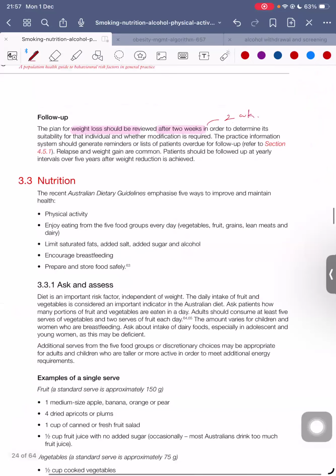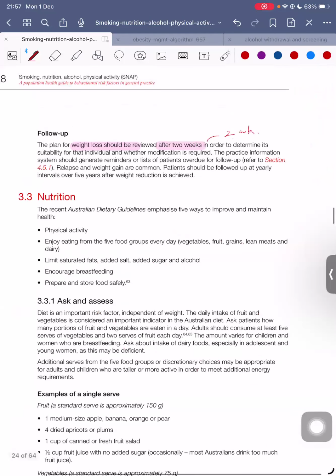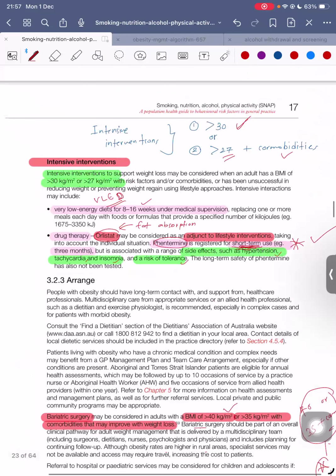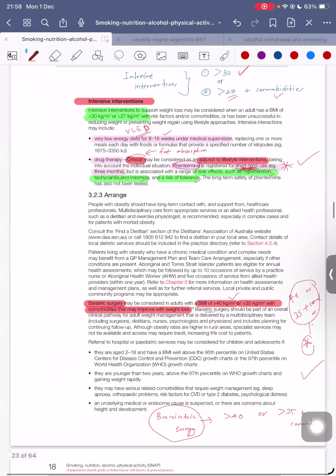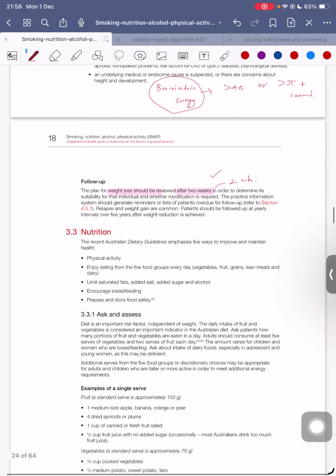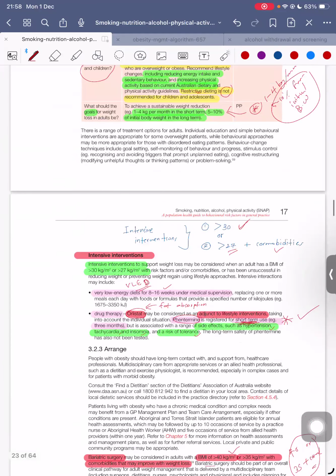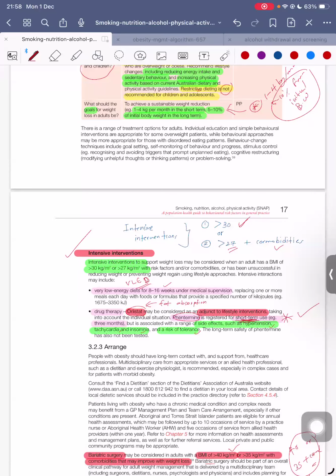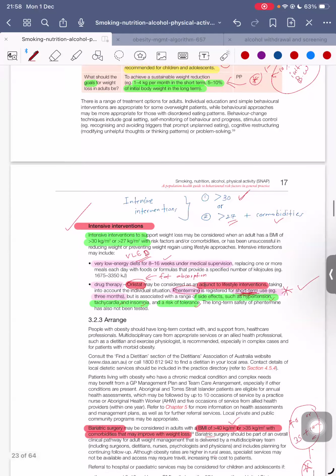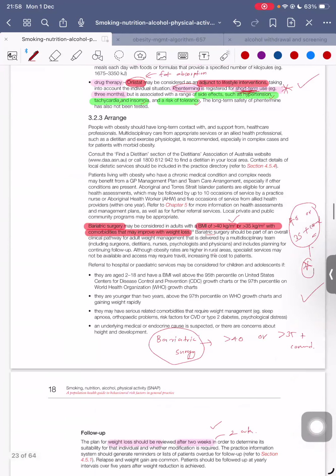And for the follow-up, weight should be reviewed after 2 weeks in order to determine it. So we know how we are treating the patients here, right? Can someone tell what are the indications for the intensive interventions and bariatric surgery?